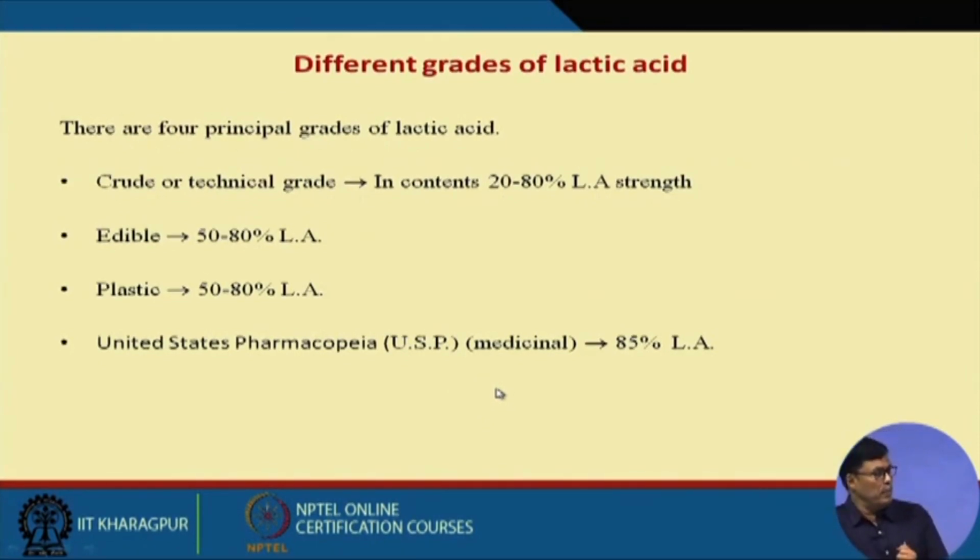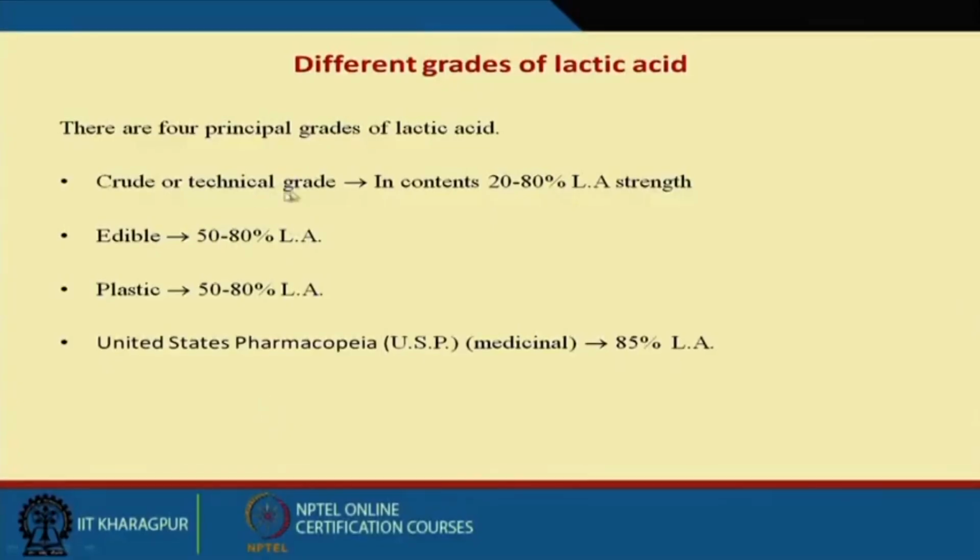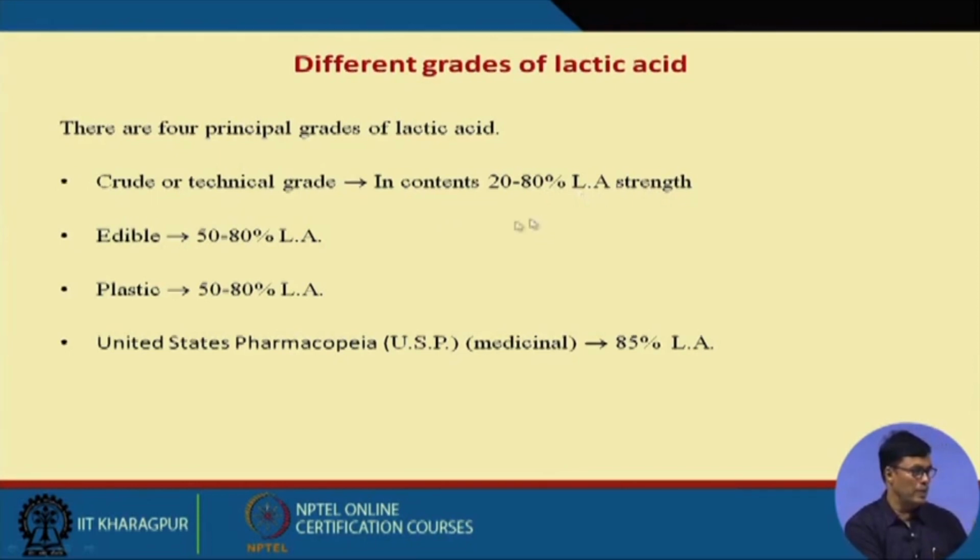Now, let me tell you what the different types of lactic acid usually available in the market are, because this is also very important. Lactic acid is available in different forms. One is crude or technical grade lactic acid, which is 20 to 80%. This is largely used. Edible is 50 to 80% lactic acid. For plastic, we require 50 to 80% lactic acid. In the United States, the pharmacopoeia, that is USP medicinal grade, is 85%.